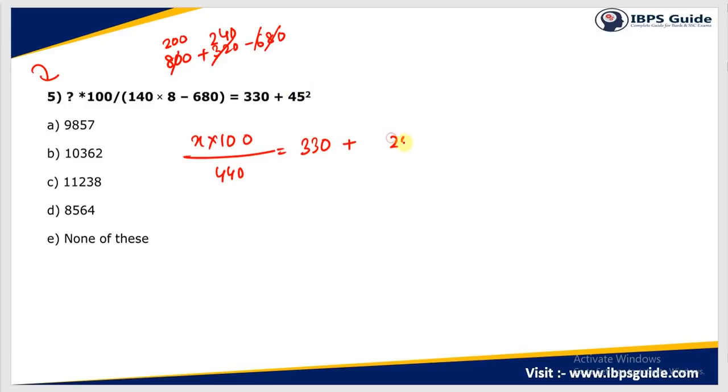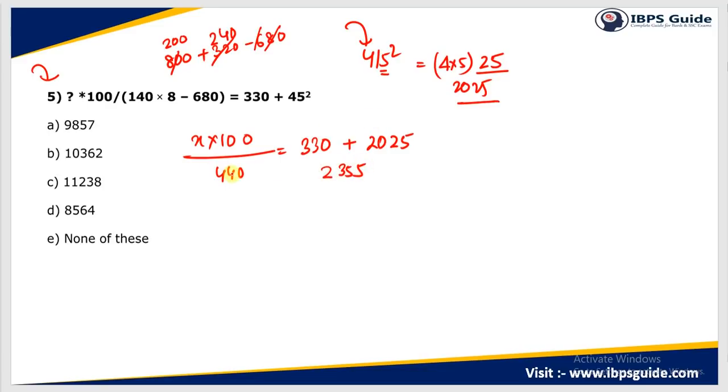45 square is what? 25 and 20, because whenever a number is ending with 5, the square of this number will be equal to, first I have to write 25, and then this number 4 multiplied by 5 will come. So this will be 20 and 25. So 2025. So this is 2025. Now if I add these two numbers, I will get 2355.